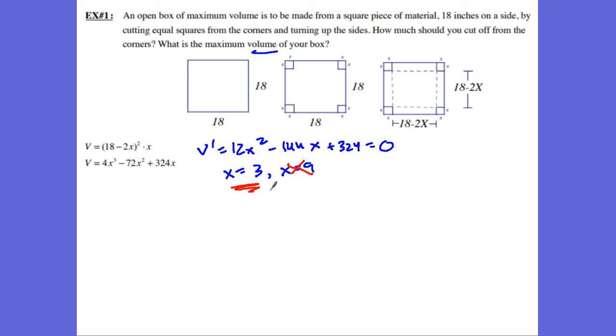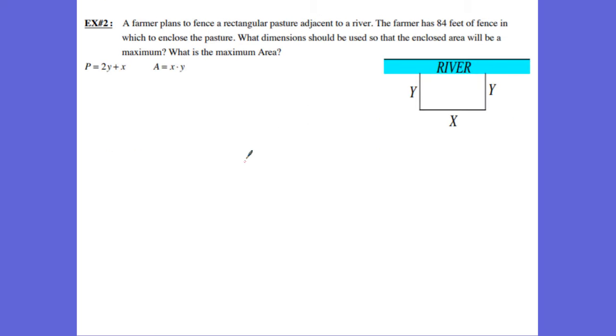So our x is equal to 3 would be my value for x that would give me the maximum volume, which means if I plug it back in my original function, my volume ends up being 432 inches cubed right there for the maximum volume. Okay, let's go to example number 2.